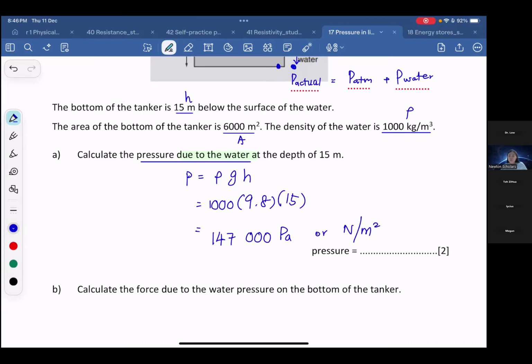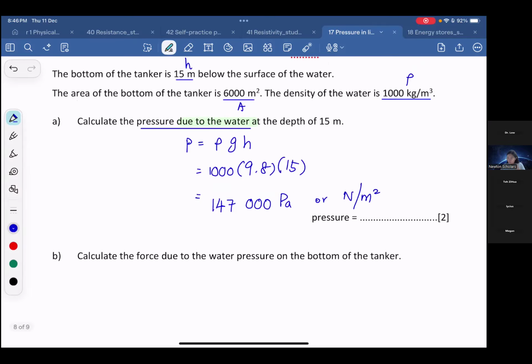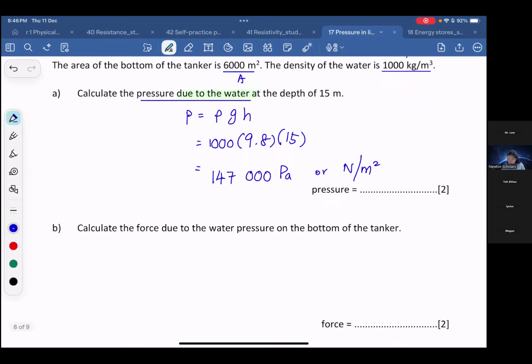Okay, so Crystal, check which part of the values that you substituted is wrong. You get it? Okay, here, can you try? Calculate the force due to the water pressure on the bottom of the tanker.